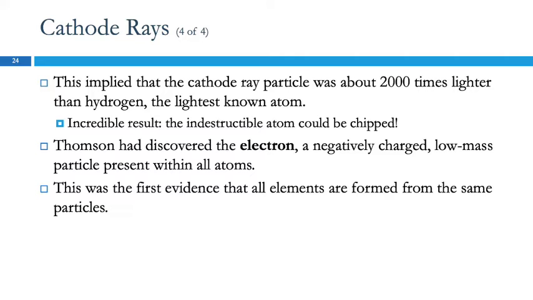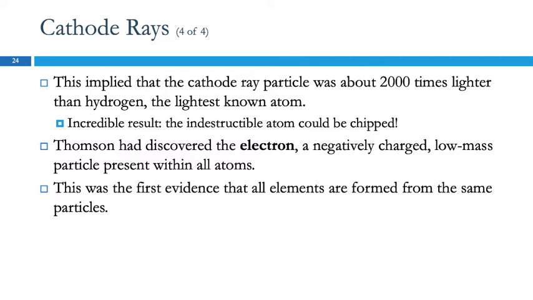What was really, really crazy about this is that charge to mass ratio implied that those particles were 2,000 times lighter than the smallest known element. So those particles cannot be atoms. They must be little pieces that came off of atoms. The indestructible atom could be chipped away. What? That was crazy. What he had discovered were electrons.